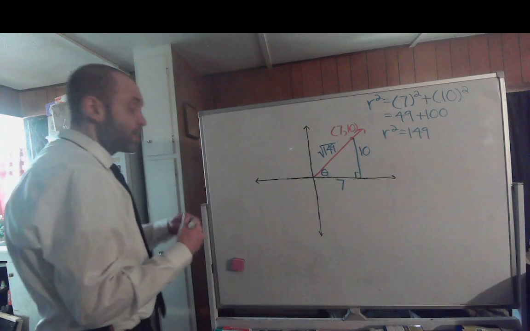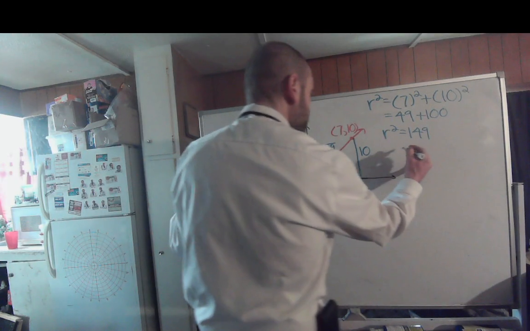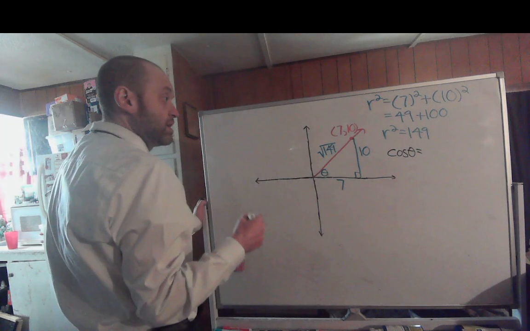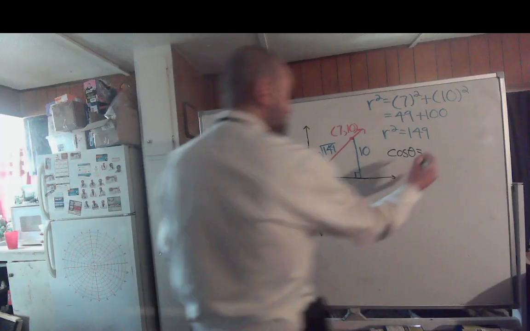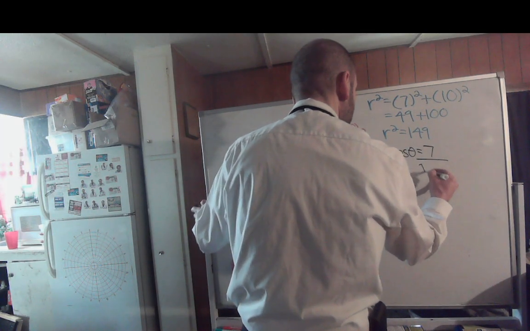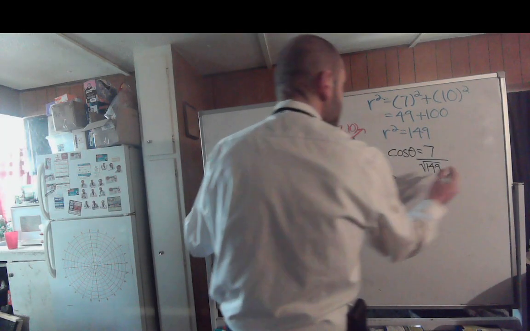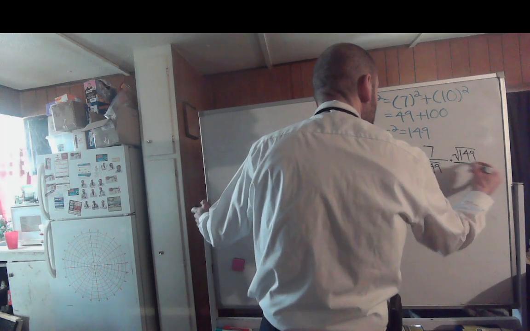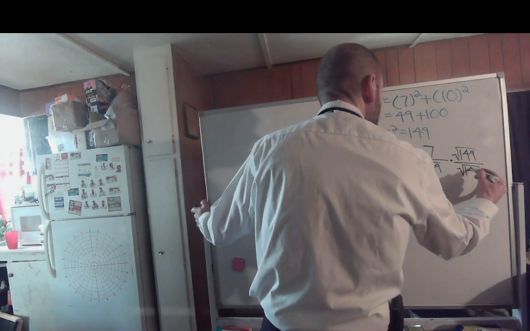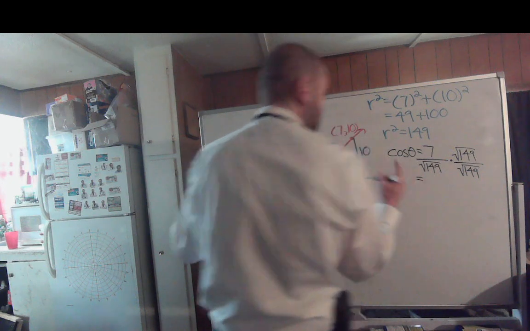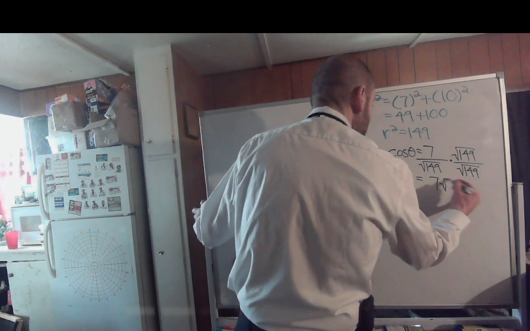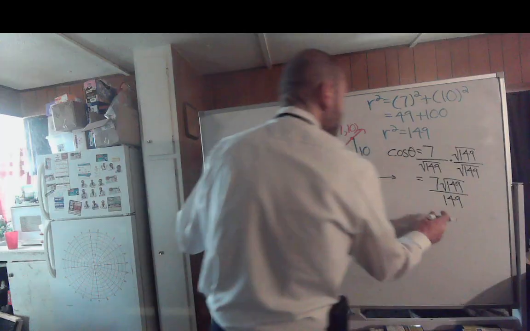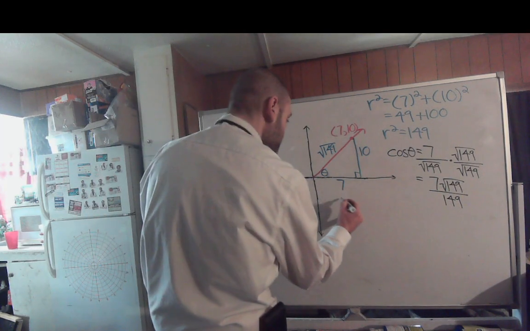So let's go ahead, start working on the cosine of theta. Cosine of theta, well, that's the adjacent over hypotenuse, so that'd be 7 over the square root of 149. But let's rationalize the denominator. So that means your cosine is going to equal 7 times the square root of 149 all over 149. So there's your cosine.